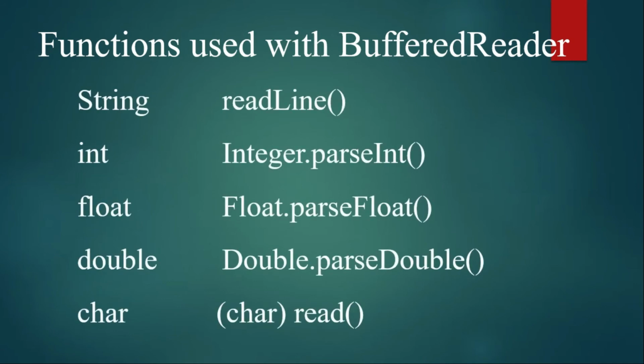a string. To convert into integer value, we use a function Integer.parseInt. To convert the input to float, we use Float.parseFloat. And for double, we use Double.parseDouble and so on. To input a character value directly from the keyboard, we can use a function read. Let us now write a Java program using these functions to see how the BufferedReader class works.